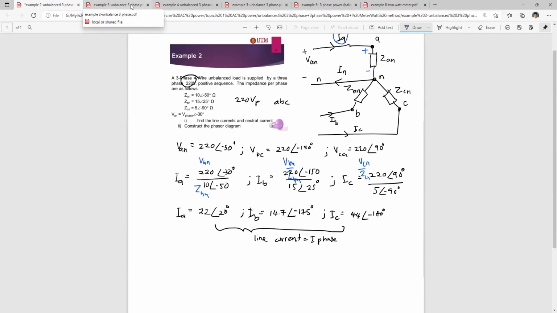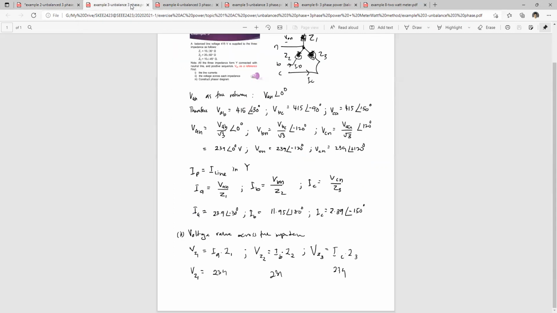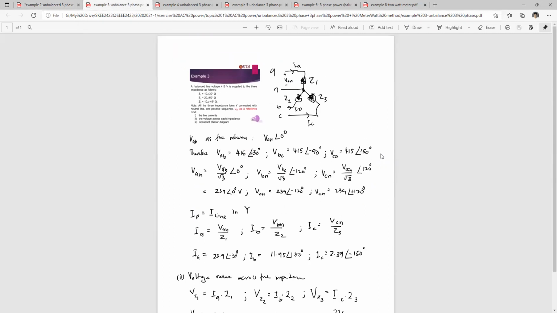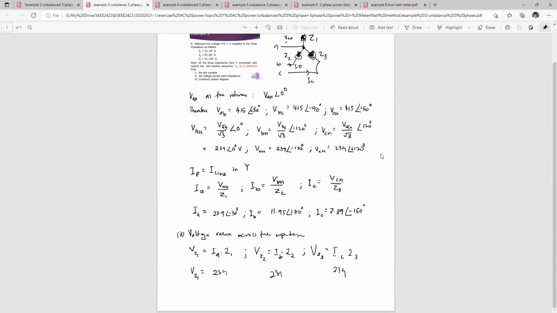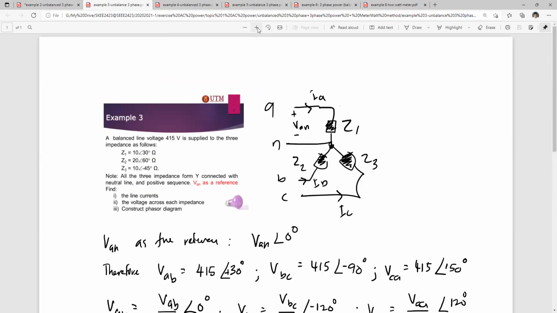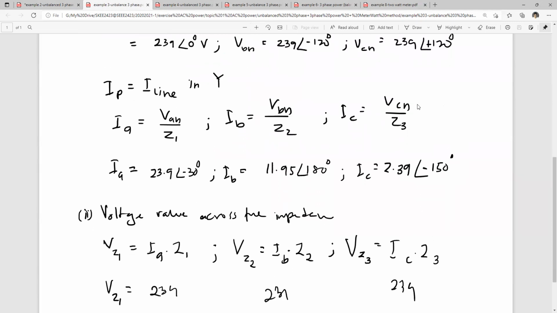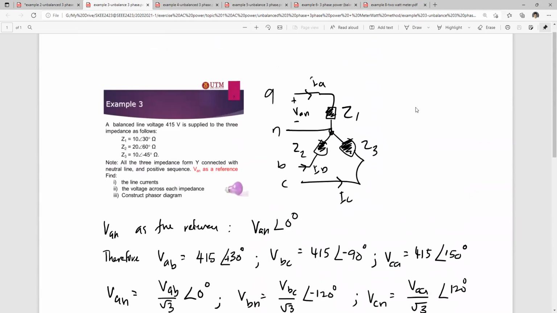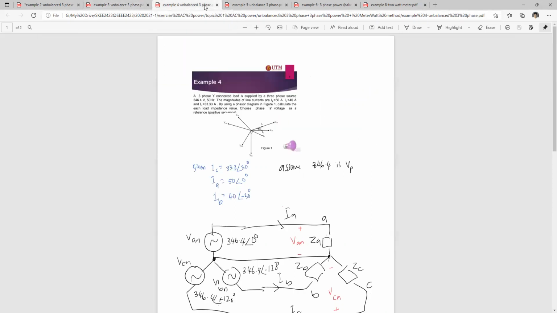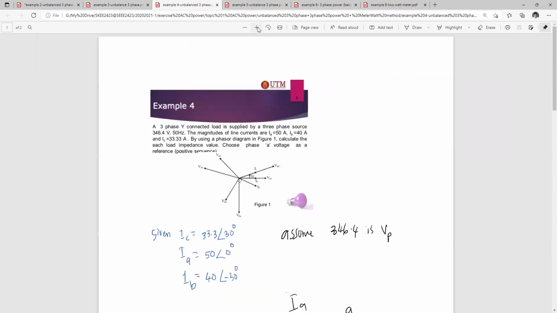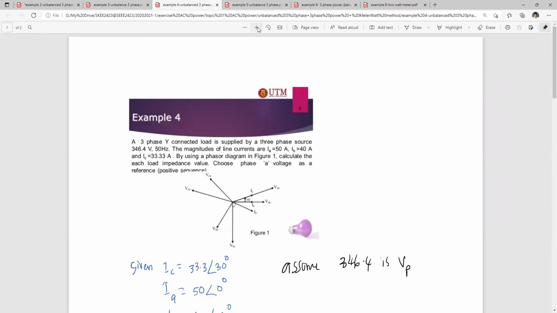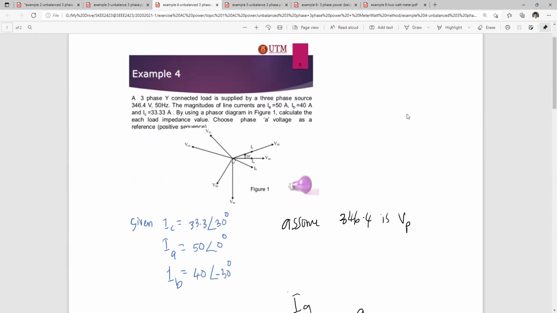Let's move on to example 3. I think example 3 is really the same thing, so I can skip it, but I will share the solution with you for your reference. So we move to example 4. Example 4 looks very tough, but if you read carefully, it is actually a straightforward question. Let's look at the solution.